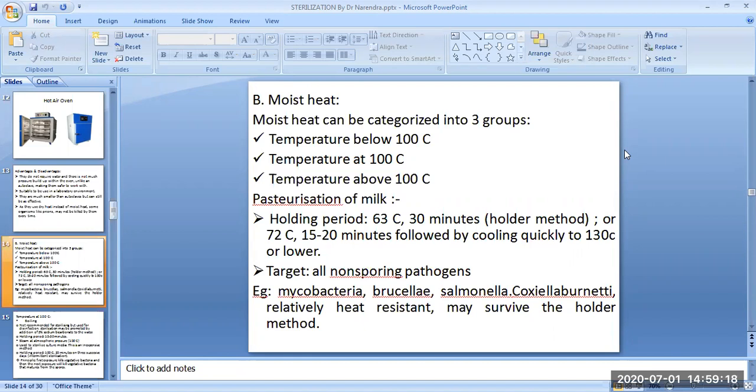In the previous class, we discussed the physical methods of sterilization, like dry heat, incineration, and hot air oven. In today's class, we will discuss the rest of sterilization: moist heat and chemical methods.